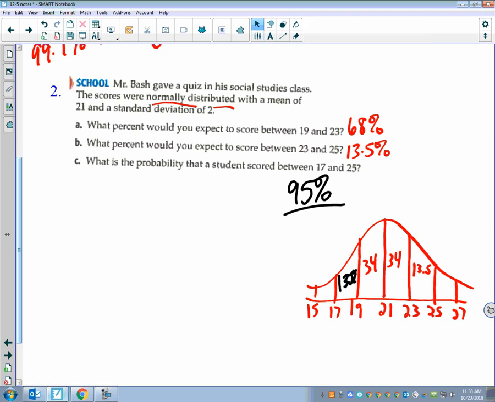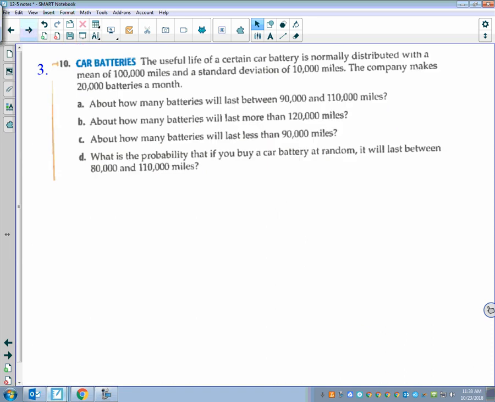So when it says normally distributed, you can do this. All right, so what I want you to do is see if you can write this one out, and then we'll talk about this one in class before you do it on your own.